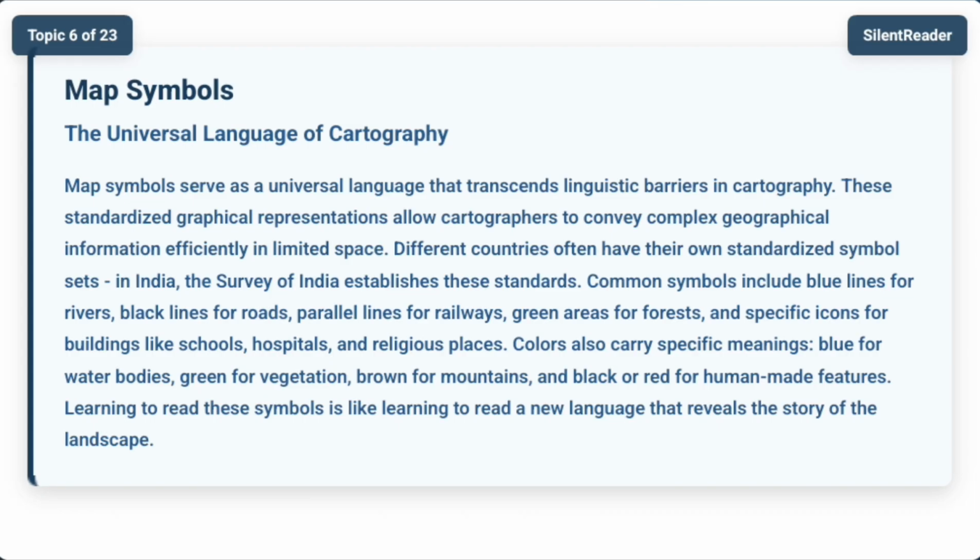Common symbols include blue lines for rivers, black lines for roads, parallel lines for railways, green areas for forests, and specific icons for buildings like schools, hospitals, and religious places. Colors also carry specific meanings. Blue for water bodies, green for vegetation, brown for mountains, and black or red for human-made features. Learning to read these symbols is like learning to read a new language that reveals the story of the landscape.